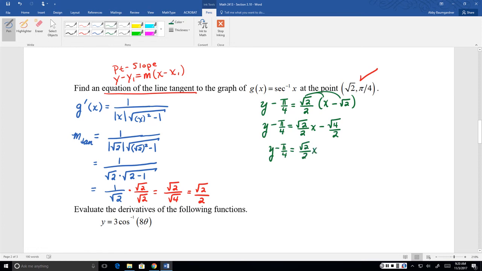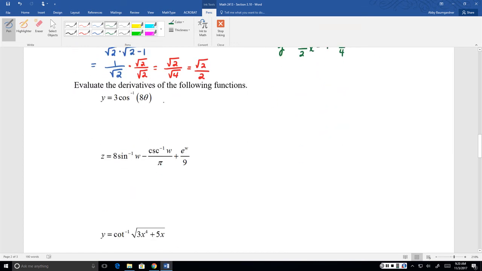Square root of 4 is 2, 2 divided by 2 is 1, and we'll add pi divided by 4 to both sides, and leave it. You really can't do anything to make that look better, so just leave it like that.